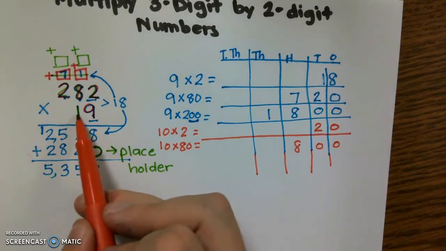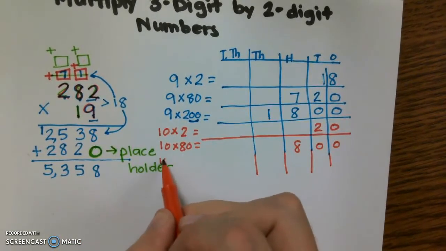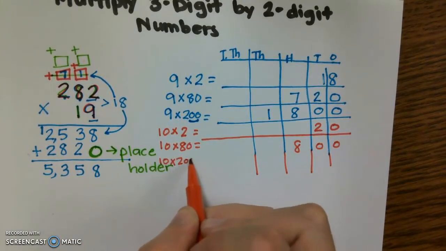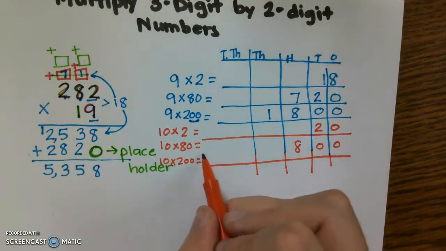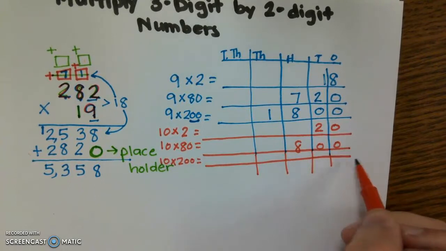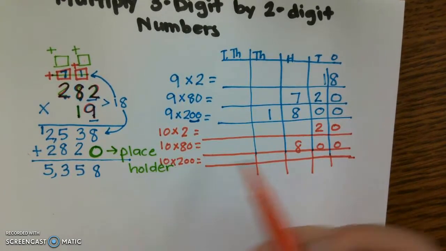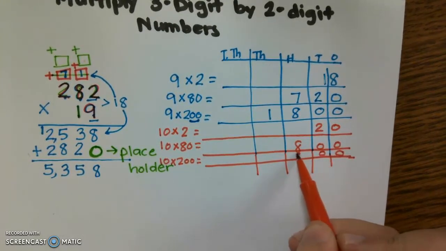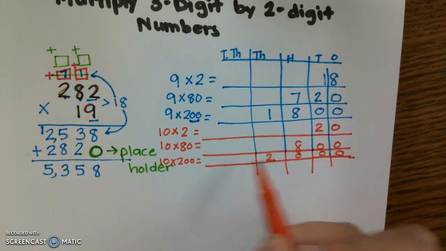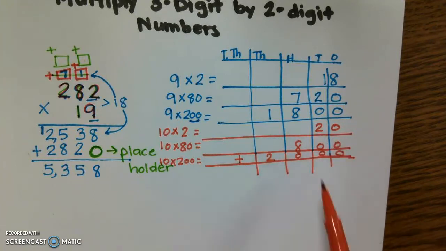And then lastly, 10 times 200. Well, I forgot to draw a line there too. I'm going to have to squeeze this one in. So sorry. So 1 times 2 is 2, but I have 3 zeros. So I'm going to start with my zeros, 1, 2, 3, and then I can put my 2. And then I can add all of these together, and I should get 5,358.